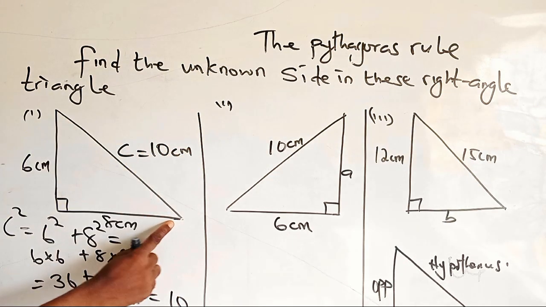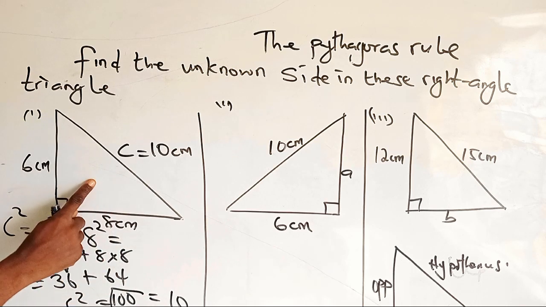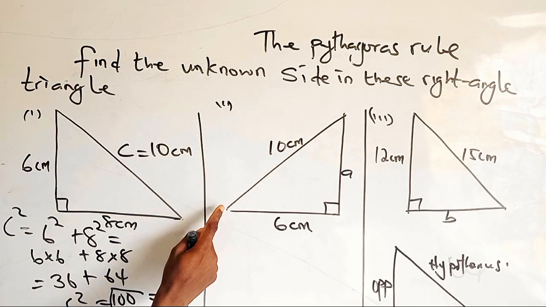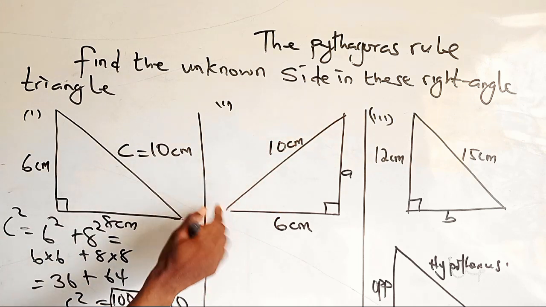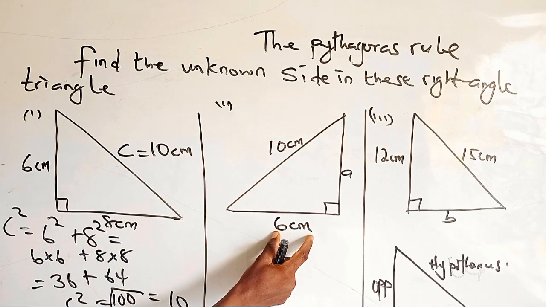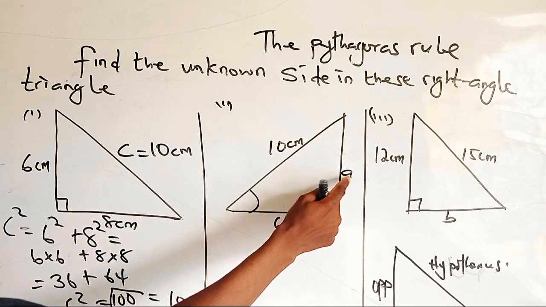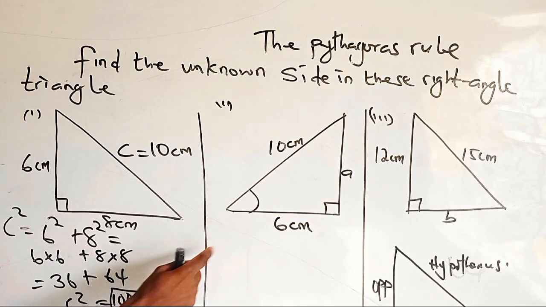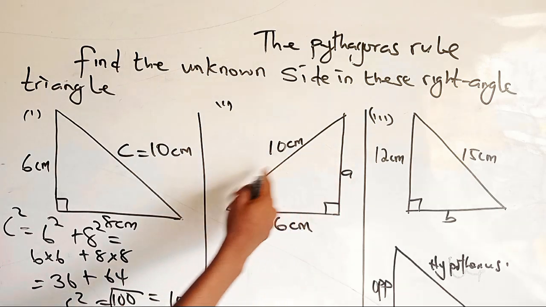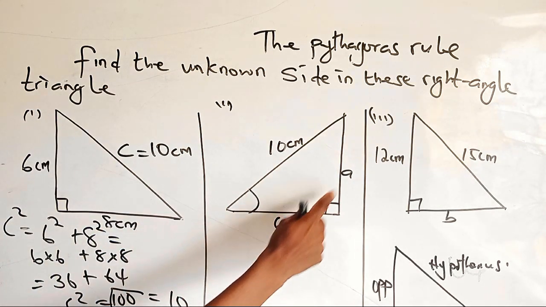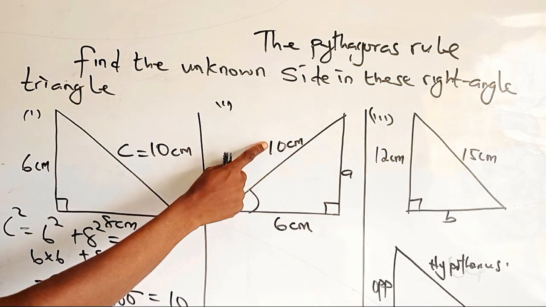The longest side of a right angle triangle is always the hypotenuse. Now when we look at this, the longest side is the hypotenuse, which is 10. The other side here is 6 centimeters, so this is the adjacent. So we have to look for the opposite, which is A. When we are looking for any of the other two sides aside from the hypotenuse, we subtract.